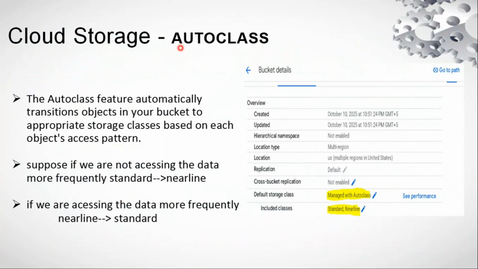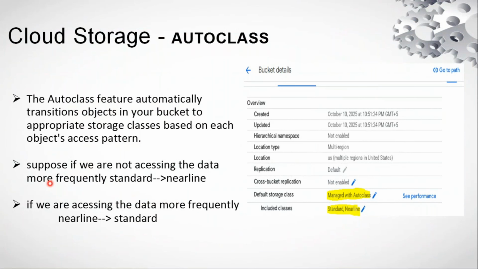This is a special storage class, that is auto class. So what is auto class? It is a feature which automatically transitions our objects in your bucket to the appropriate storage class based upon the frequency of usage. When we go for auto class, it means you are not aware of the data frequency that you are going to use. We are not aware whether we are going to use the data frequently, once in a month, once in a quarter, or once in a year. When we are not aware of the data frequency, at that time we can opt for auto class.